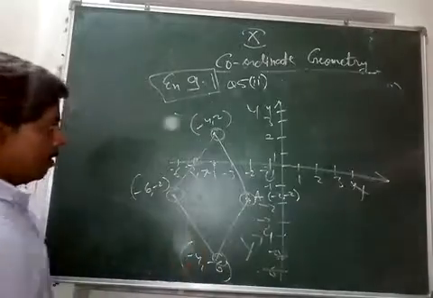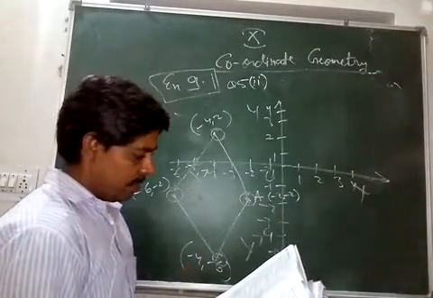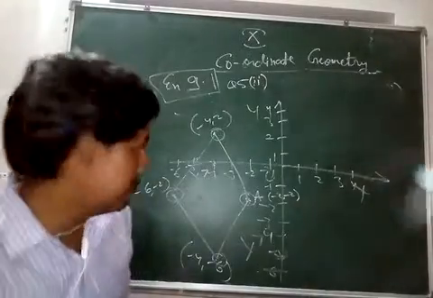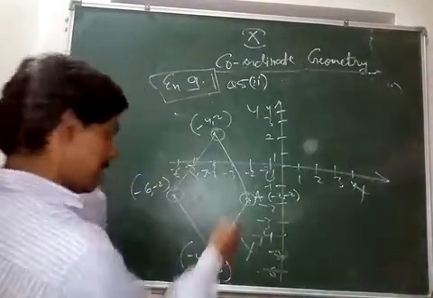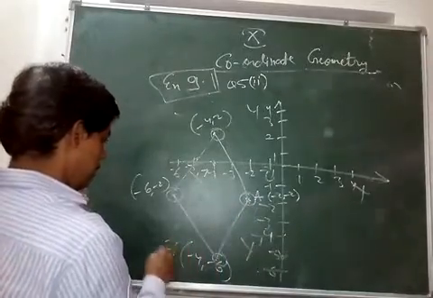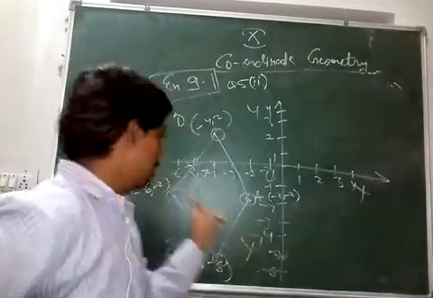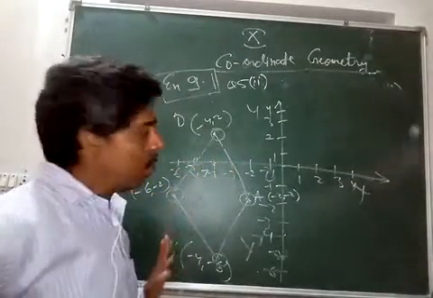Okay, so we need to find what type of quadrilateral it is from the vertices mentioned. So you need to check their distances. Let us call them A, B, C, D. If the distances are equal, it becomes a rhombus. Then you can also check whether this angle is 90 degrees or not. I'll tell you how to do that.